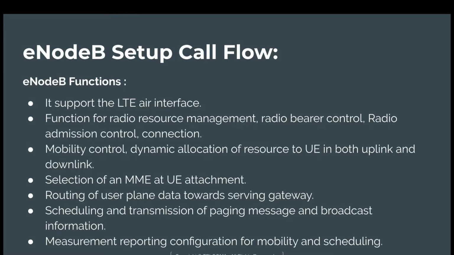Before starting with the call flow, let's discuss the functions of the eNodeB and MME. The eNodeB supports the LTE interface, and has functions for radio resource management, radio bearer control, radio admission control, and connections. It provides mobility control and dynamic allocation of resources to the UE in both uplink and downlink. It also provides the selection of an MME at UE attachment, and the routing of user plane data towards the serving gateway.